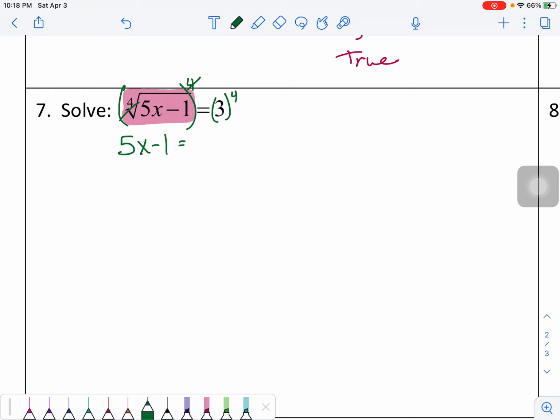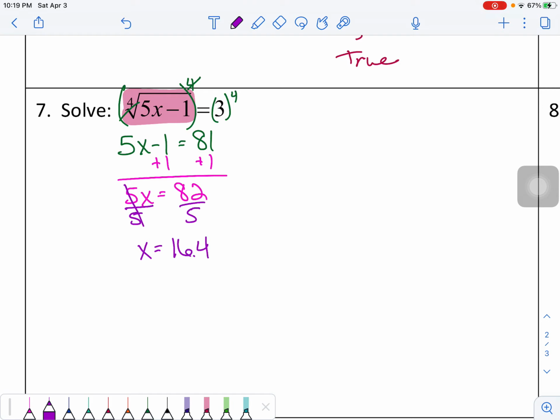5x minus 1 is equal to, I think, 3 to the 4th, which is 81. My calculator has not failed me yet. All right, let's go ahead and add 1 to both sides. So 5x is equal to 82. If I divide both sides by 5, I'm going to guess that 82 over 5 is not terribly pretty. It's not terribly awful. It's 16.4. As a fraction, it would just literally be 82 over 5.